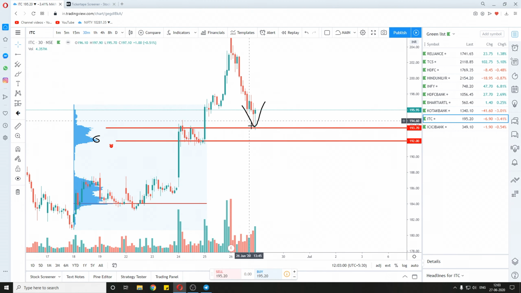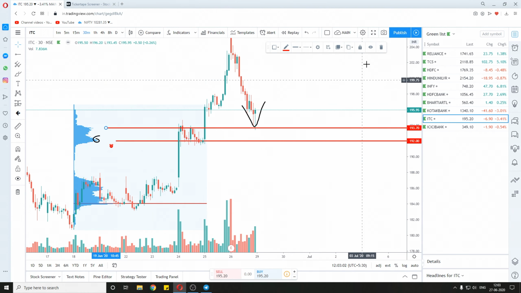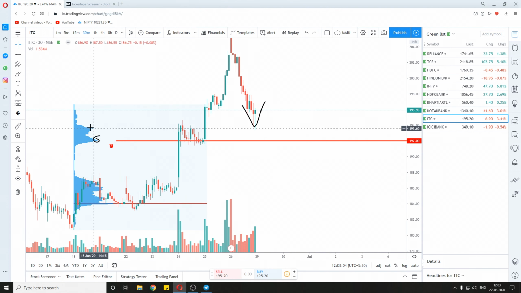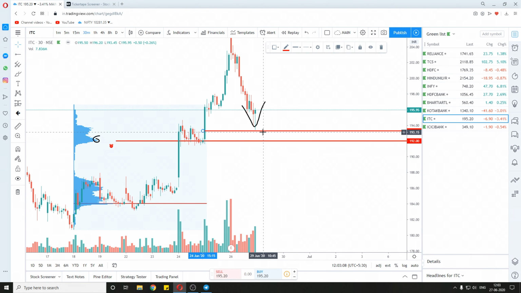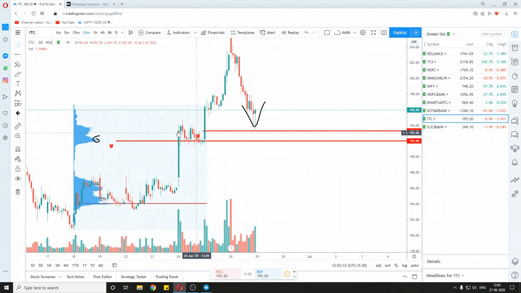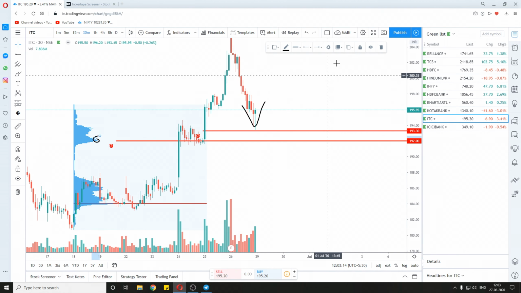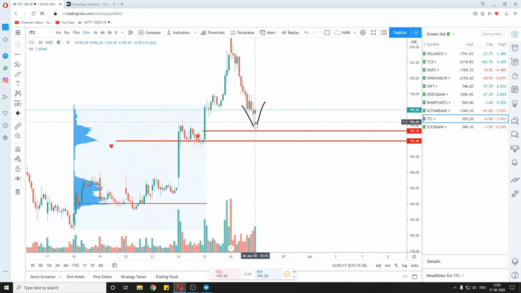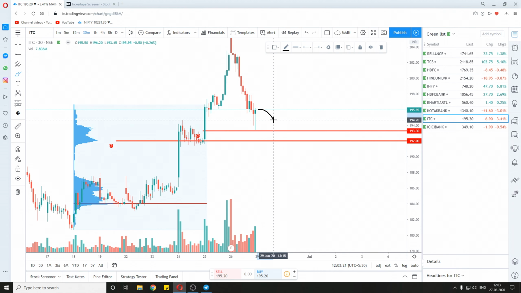What we will do is place an alert a little above the area, because we have to buy at 192. So we'll place an alert below this candle at 193. As soon as the market is coming down, if the share comes down and touches 193, we will get an alert. Then we'll place a buy order exactly at 192.